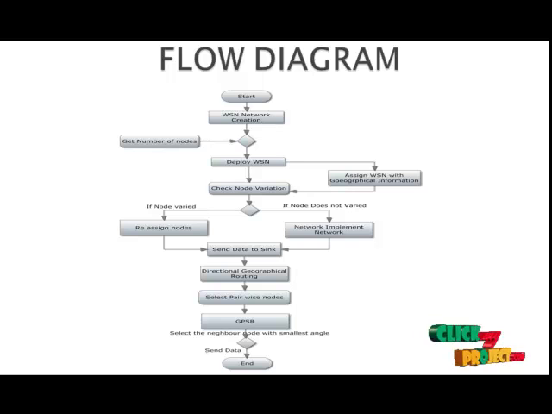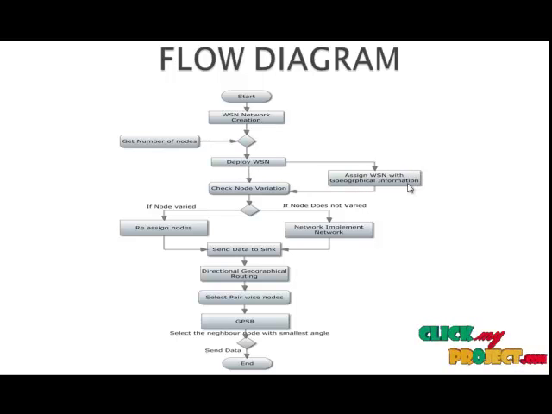Let's see the flow diagram for our project. Our project starts from here. Here we are creating some wireless network. After the creation, we are getting the number of nodes to deploy the wireless network. So here we are checking the node variation, that is, we need to find the geographical information of the wireless network.